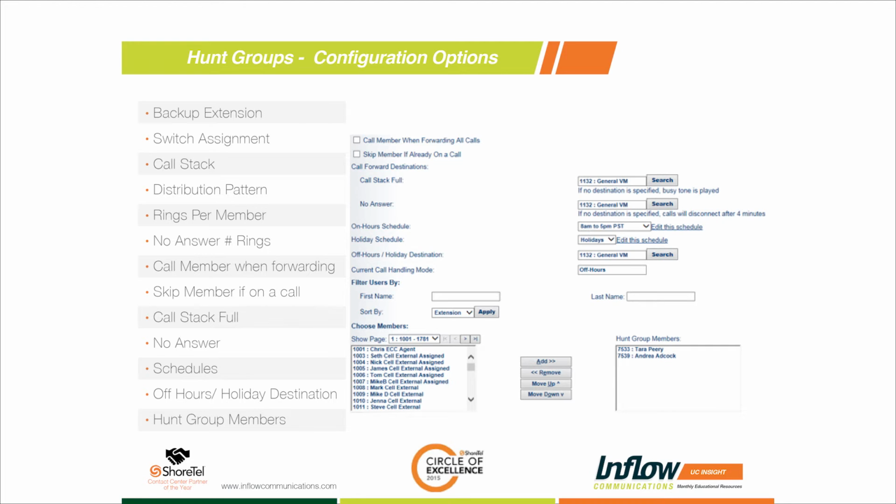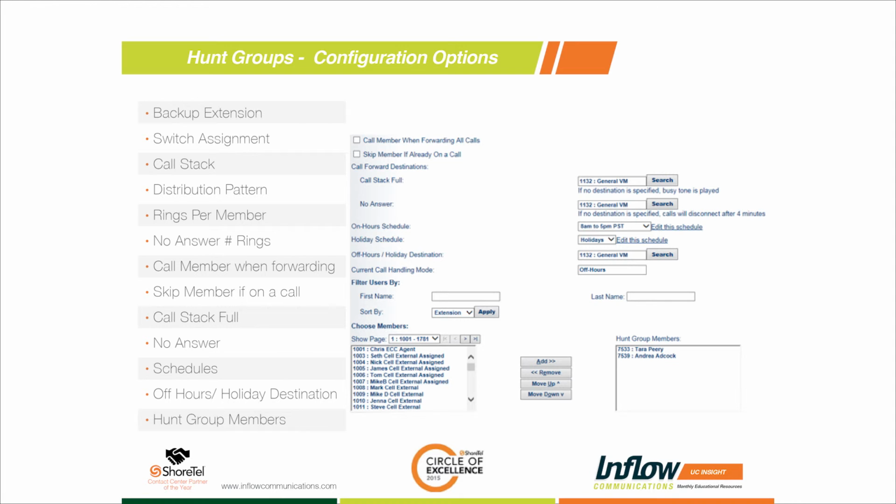Your hunt group allows you to apply your on-hour schedules, so we can pick any schedule that's set up in your system and turn on and off the hunt group calling. We can also select a holiday schedule to be used. One thing you'll notice, if you're familiar with work groups, that's different is you don't see a custom schedule option.